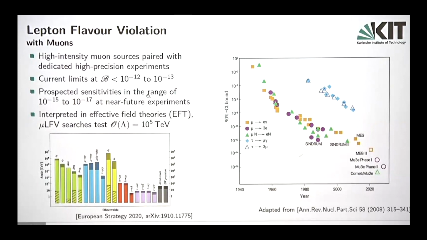Some of these plots have appeared today as well, so I will be very quick here. Why do we do this with muons? Well, muons can be produced at very high intensities, and they have a rather clean final state. There are only electrons, neutrinos, and maybe photons in there. That is very easy compared to high energy physics experiments. That's also why we already achieve very good limits, 10 to the minus 12, 10 to the minus 13. With the near future experiments, 10 to the minus 15 to 10 to the minus 17 will be available.